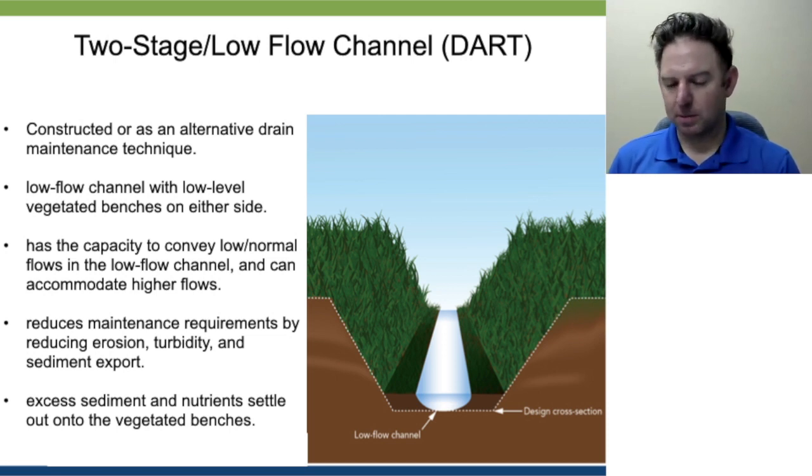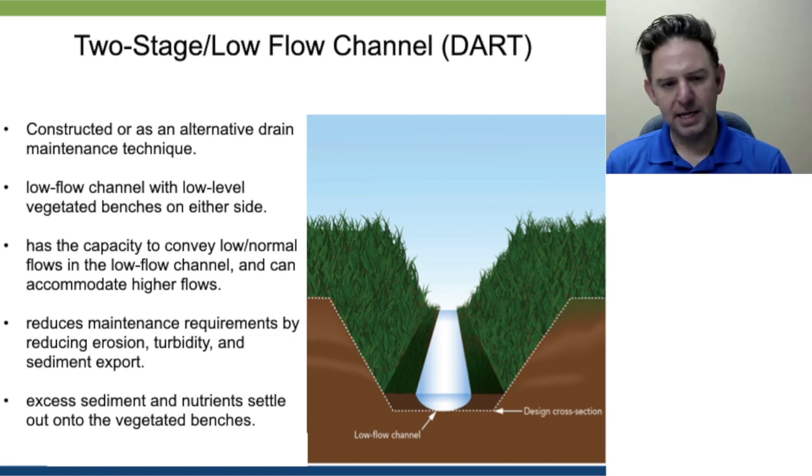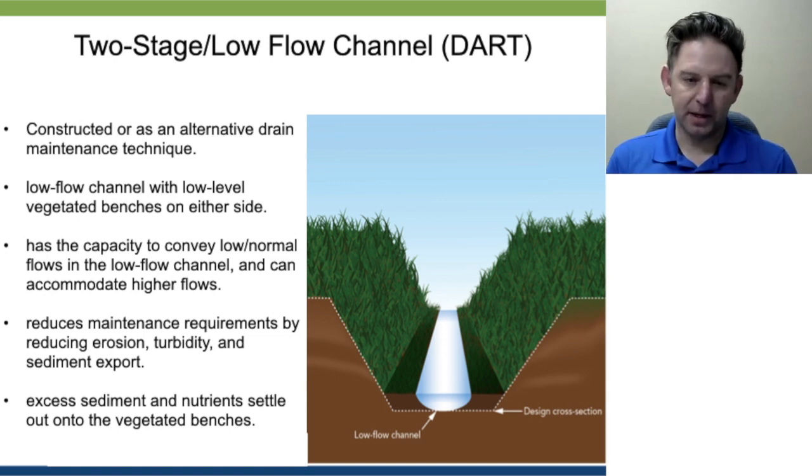Very narrow drains with maybe a 1 meter bottom, very tough to do this. But if you have a drain that's 2, 3, or 4 meters wide at the bottom, much easier to do this. So the idea is that it has the capacity to convey the low flows, but it also has that bench or that false floodplain that can accommodate the higher flows.